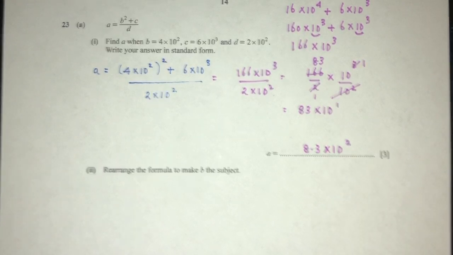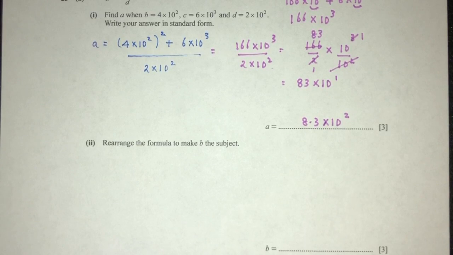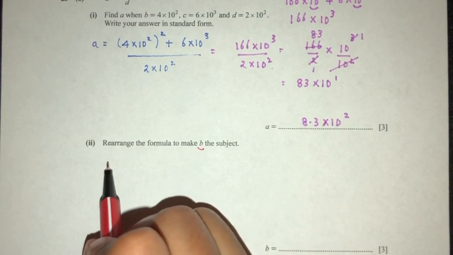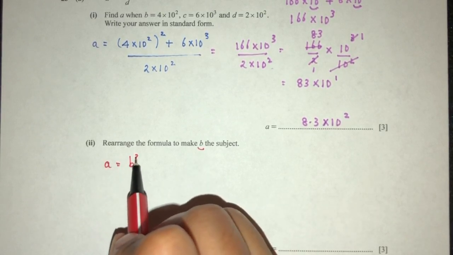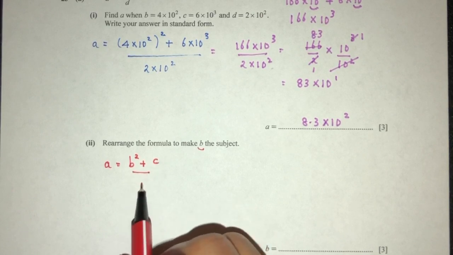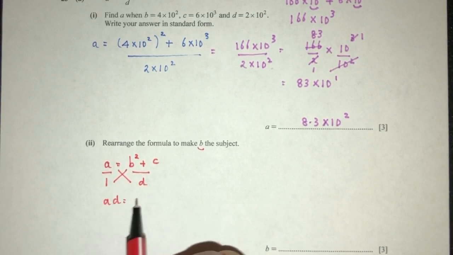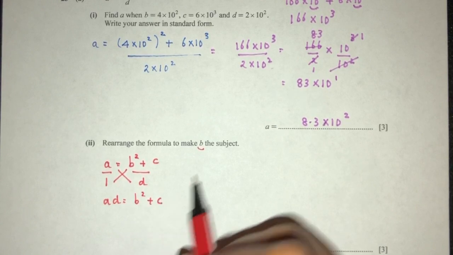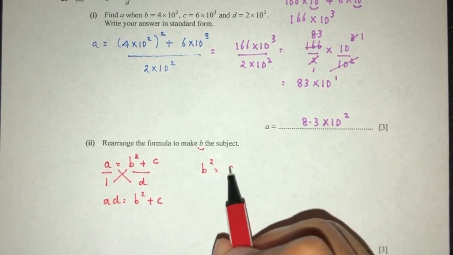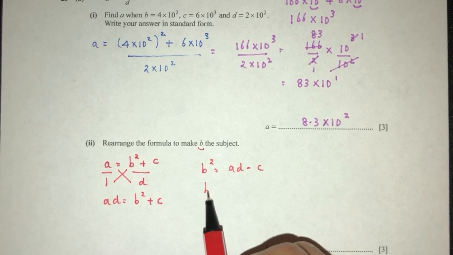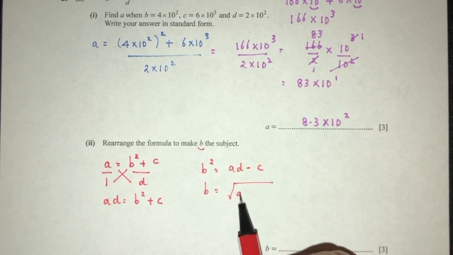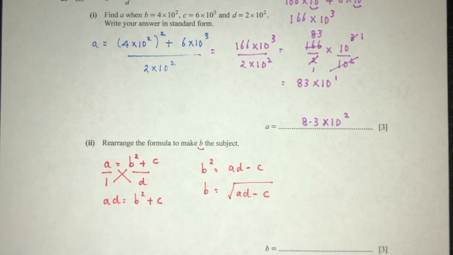Now let's move on to part 2. Now we have to rearrange the formula to make b the subject. So here we have b squared plus c over d. First thing, we can cross multiply, you will have ad is equal to b squared plus c. So b squared will be ad minus c. So b will be the square root of ad minus c. So b is the subject.